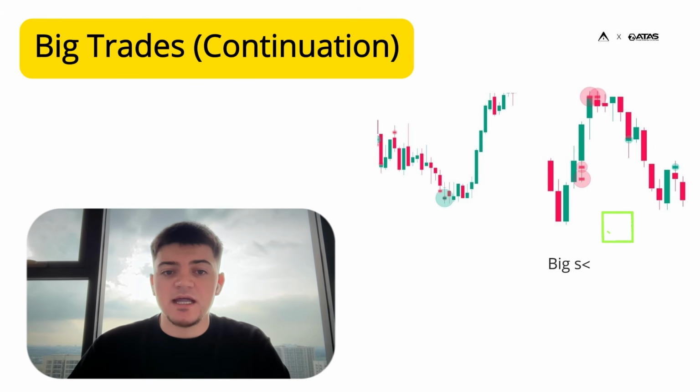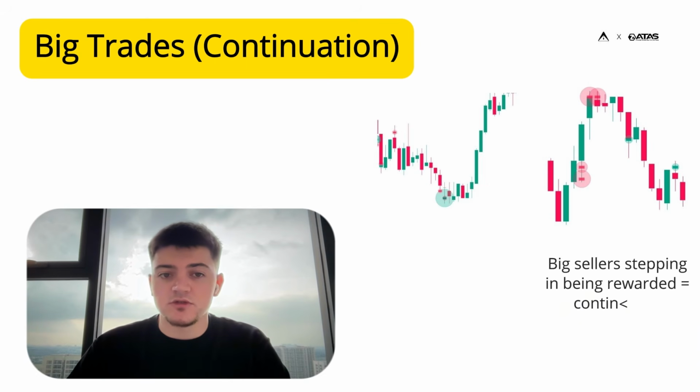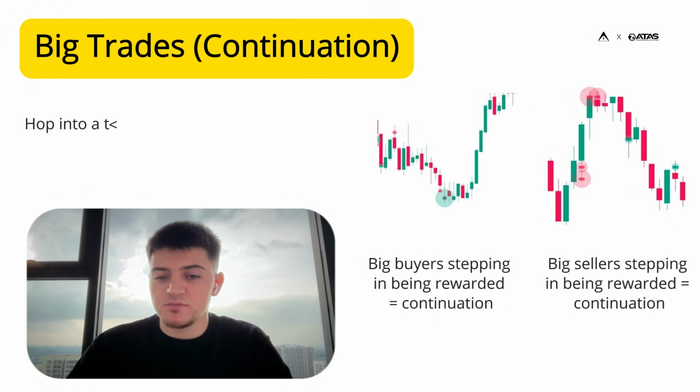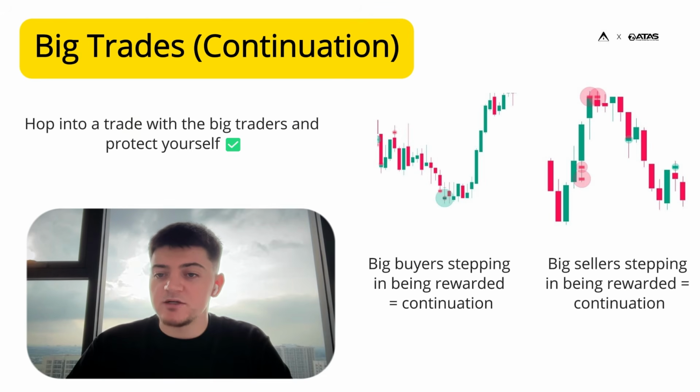And then over here, big trades for continuation. Seeing big sellers step in at a resistance level and getting no follow through is going to be continuation. Okay, and seeing big buyers step in at a support level and getting no follow through is going to be continuation. Okay, so this is right over here. You see here all these big buyers stepping in. You can easily protect yourself below these big buyers. And then the same for these sellers. You can see here all these sellers stepping in. You can easily protect yourself just above these big sellers.